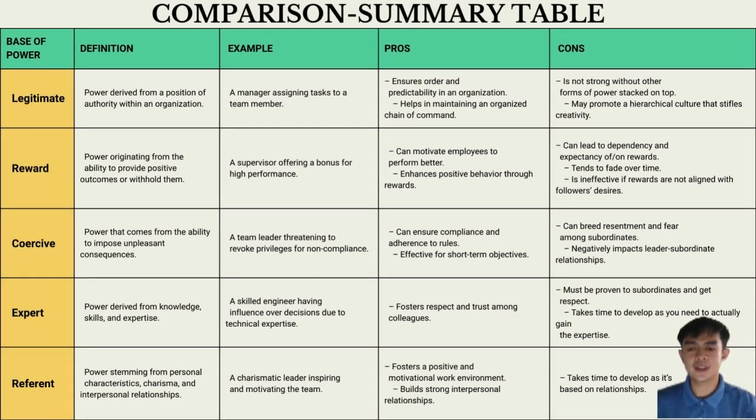Next, nakikita niyo sa ating screen, is the comparison summary table. So these are the 5 major types of power, the bases of power: legitimate, reward, coercive, expert, and referent. Ang kanyang definition na-explain natin kanina, pati yung example, so pwede nyo nang basahin sa screen. And ang pag-uusapan natin dito is yung pros and cons ng ating mga major types of power.